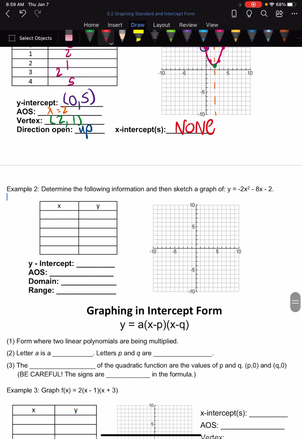All right, let's look at example 2. It says determine the following information and then sketch a graph of y equals negative 2x squared minus 8x minus 2. So we're going to go back to that table function in our calculators, and we're going to put in negative 2x squared minus 8x minus 2.